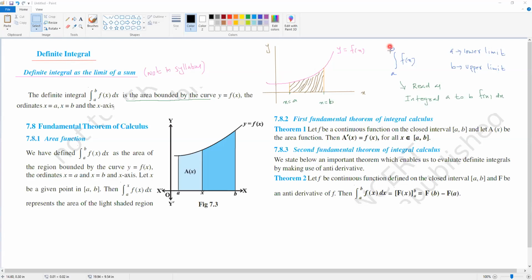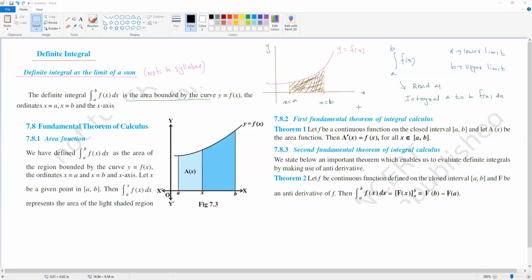So integral a to b f of x dx is nothing but the area bounded by the curve. This area, the shaded portion, is the area bounded by the curve, then the ordinates x is equal to a, that means this line, x is equal to b, this line, and the x-axis. ये चार चीज, x is equal to a, this vertical line, x is equal to b, this vertical line, then the curve and the x-axis. उसके जो बीच में जो area, that is known as integral a to b f of x dx. Clear?